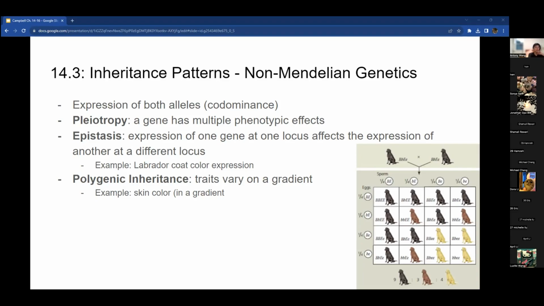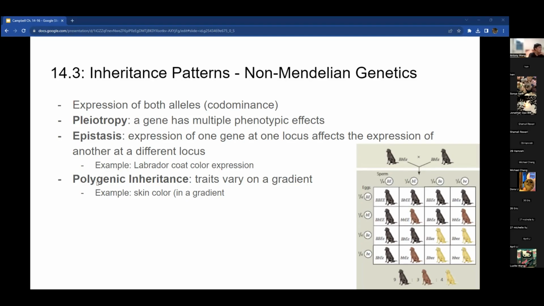Does that make sense? So epistasis is where one control gene, for example, the gene that codes for pigment production, will affect a greater phenotypic trait. For example, in this case, the coat color.